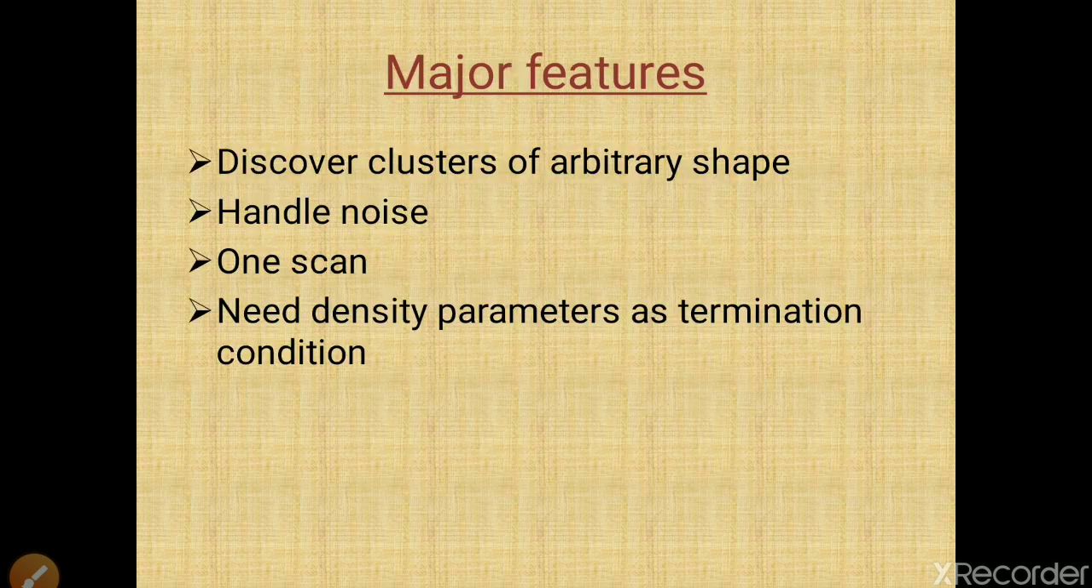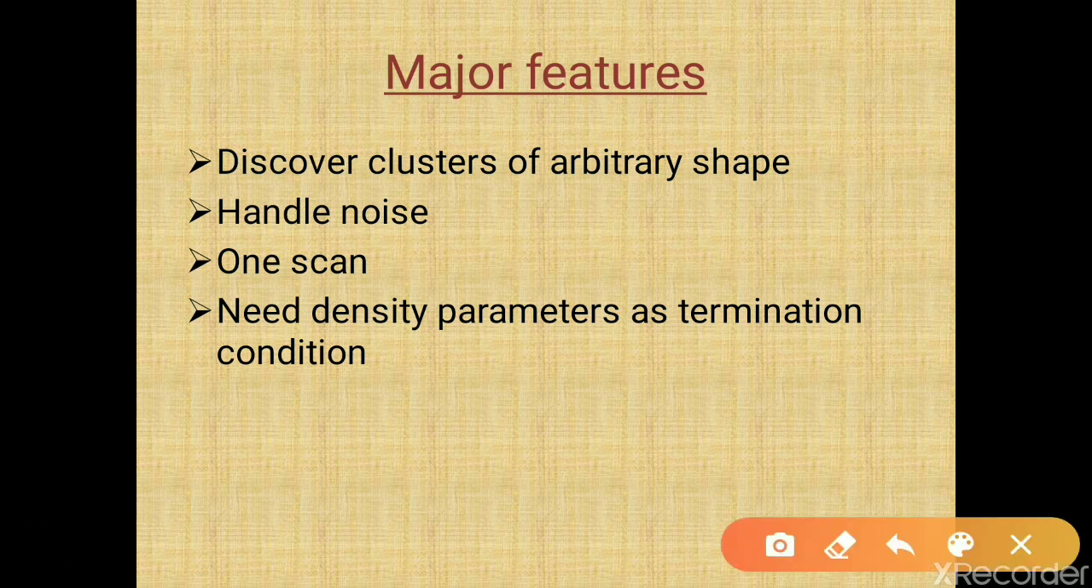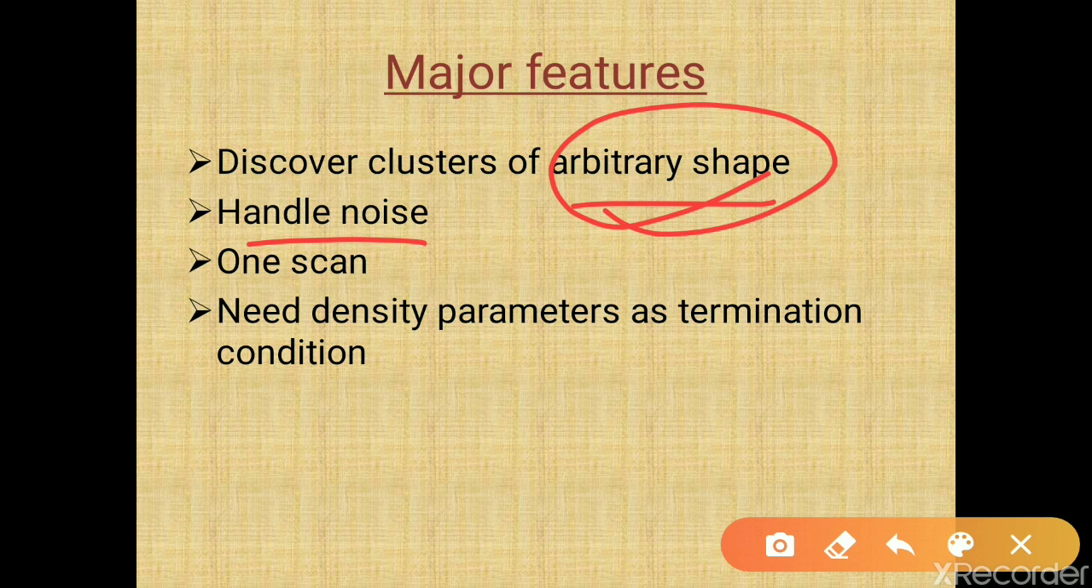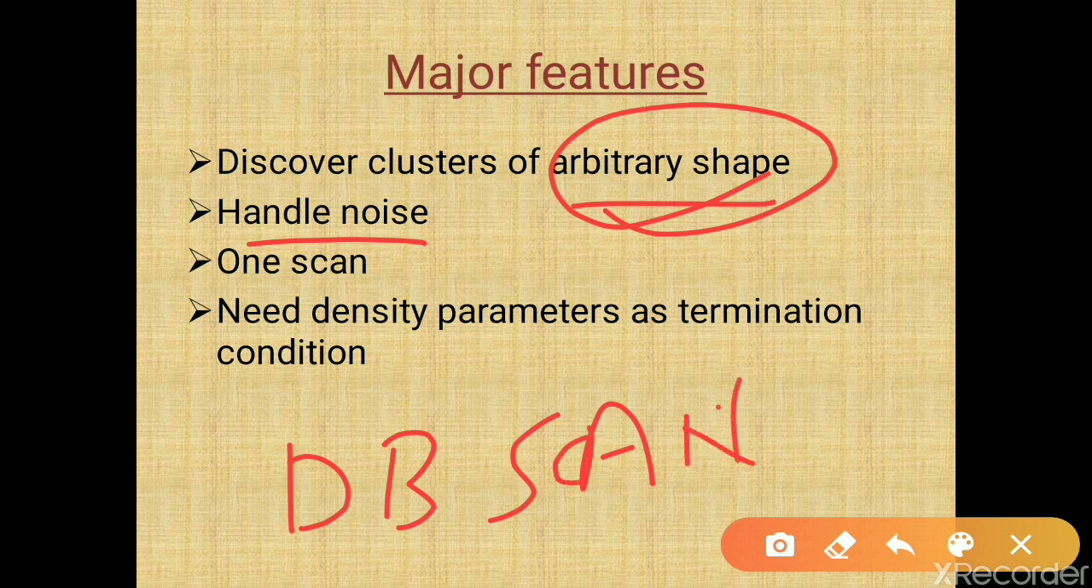The major features of the DB-scan algorithm: it discovers clusters of arbitrary shape. In previous clustering algorithms we handled data of spherical shape. Here, for arbitrary shape clusters, we can use the DB-scan algorithm, and it can handle noise. From the full form itself you will get that DB-scan is density based spatial clustering of application with noise, so it can handle noise very well.